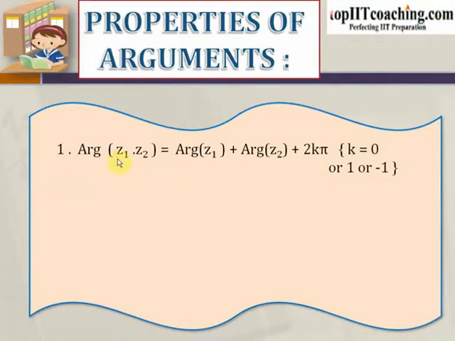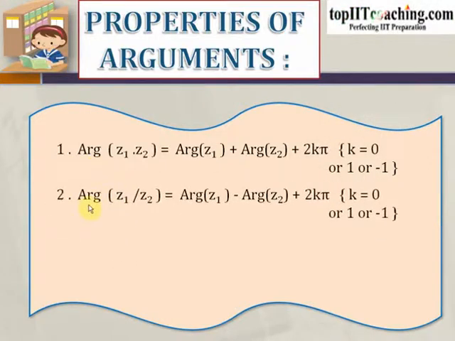Thus, if we have two numbers z1 and z2, then the argument of z1 into z2 is equal to argument of z1 plus argument of z2 plus 2k pi, where k is equal to 0 or 1 or minus 1. The second is: argument of z1 by z2 is equal to argument of z1 minus argument of z2 plus 2k pi, where k is equal to 0 or 1 or minus 1. So if we have two complex numbers z1 and z2, then the argument of their division, that is z1 by z2, is equal to argument of z1 minus argument of z2 plus 2k pi.